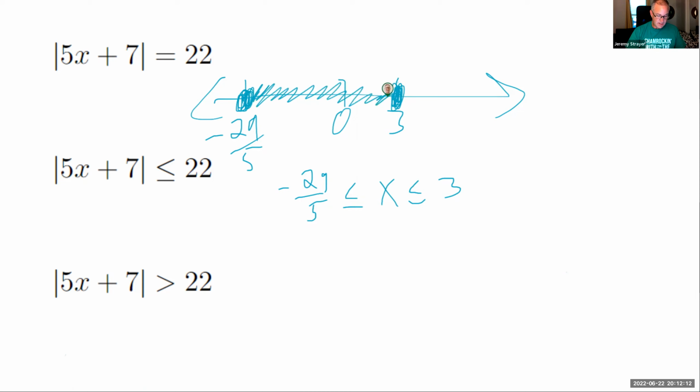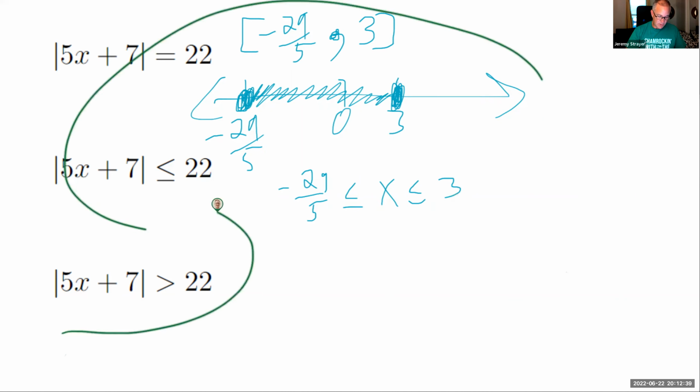So here on our number line is showing the graph of the solution. Then we can also write this in interval notation, that x is between negative 29 over 5 and 3, and it includes the endpoints. So that's the square bracket there in between those two numbers. All right, great. That gives us this case.